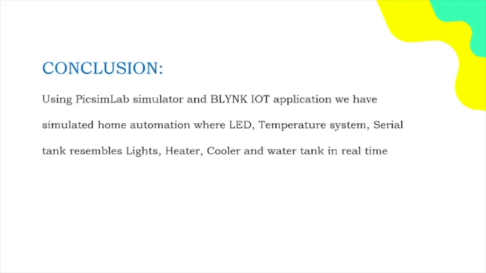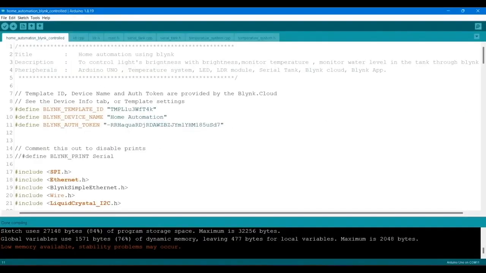In the end, I would like to conclude that using the PiximLab simulator and Blynk IoT application, we have simulated home automation where LED, temperature system, and serial tank resemble light, heater, cooler, and water tank in real time. And now we will be seeing a demo which is presented by my partner Pratik Rangari. This is part two of my presentation.